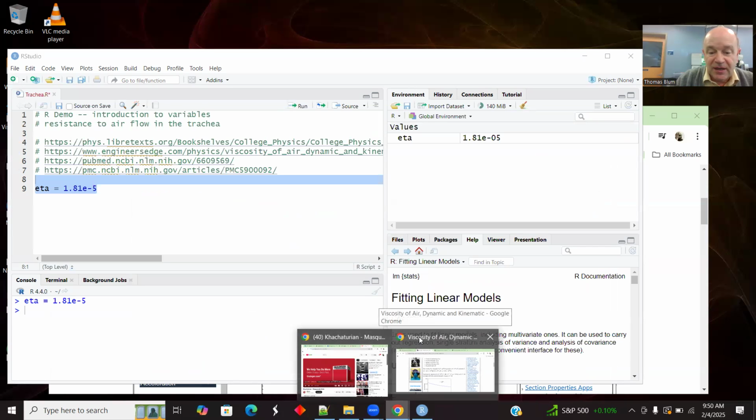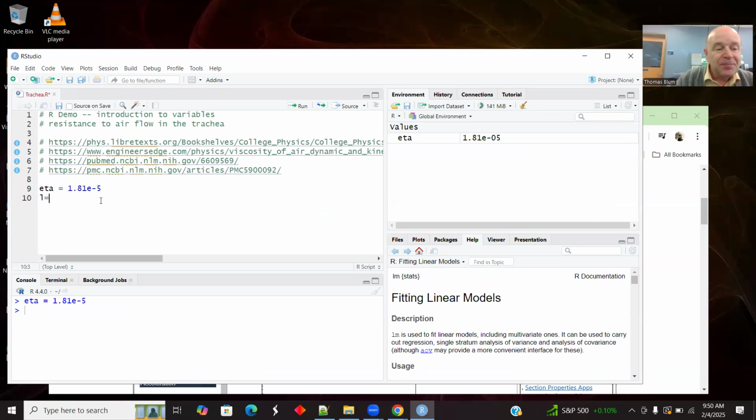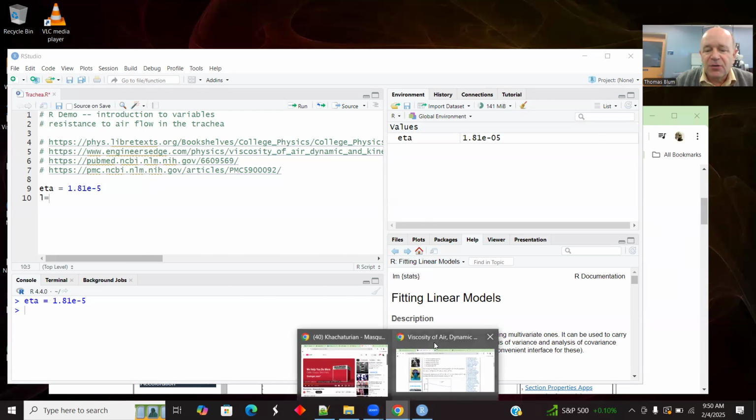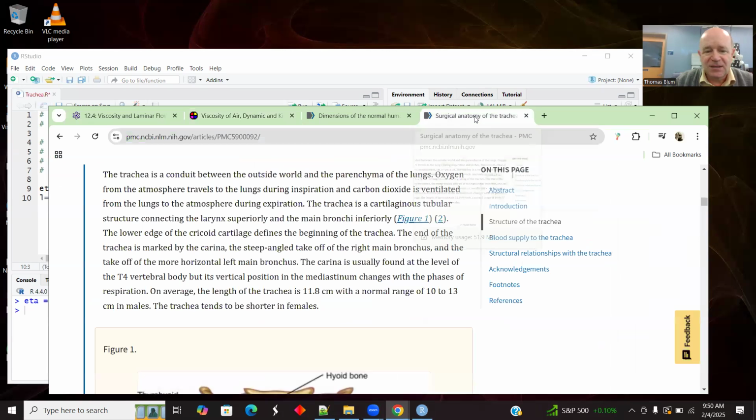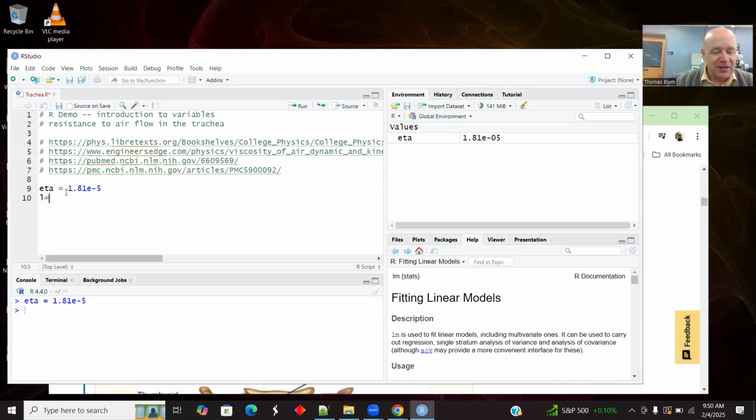is the length and then the radius of the tube. I'm just going to call it L, and this is the length of the tube we're going to talk about, the trachea. On average, the length of the trachea is 10 to 13, so I'm going to start with 10 and then go to 13. This is in centimeters, and I'm working in MKS, so I've got to convert that to meters. Two places, so I'm going to say the length is 0.10.